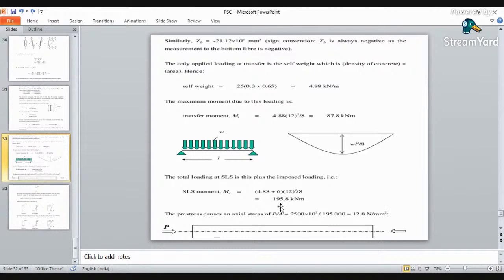At the time of serviceability, what will happen? There will be total dead load plus live load. But at the time of transfer, there will be only a dead load. Okay, understand this carefully. That is why you had taken only the dead load or self weight here. But after serviceability, when your section is kept in service, in that case you have to deal with live load as well as the dead load.